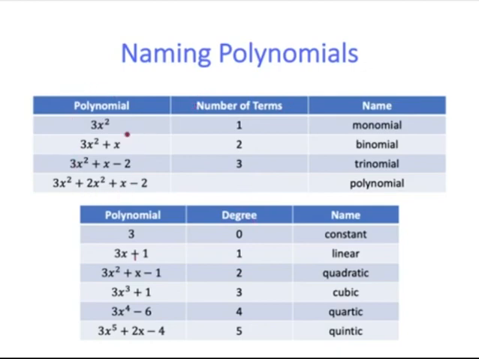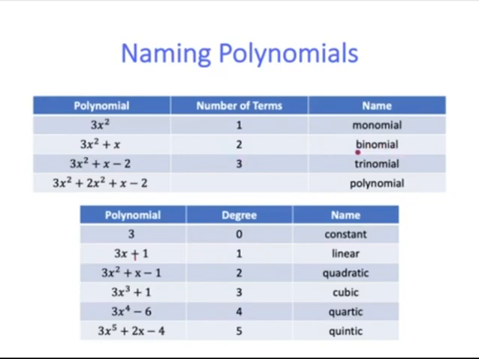We have some examples of polynomials here in the left column. Notice on the first one that we only have one term. That is called a monomial. The prefix mono means one. So if we have one term, it's called a monomial. If we have two terms, like the second example here, that's called a binomial.